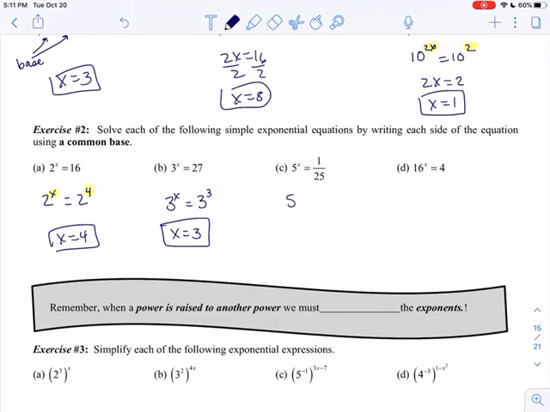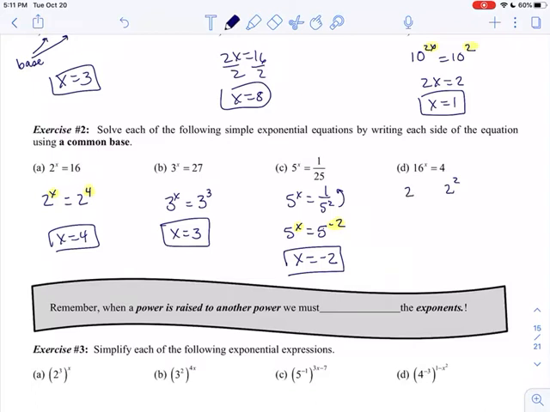Next one, I have 5 to the x equals 1 over 25. So this 25 is actually 5 squared, so 5 to the x equals 1 over 5 squared. Okay, but I need to bring that up to the numerator. So it's really 5 to the x equals 5 to the negative 2. And now that my bases are exactly the same, both in the numerator, I just take those exponents and set them equal to each other. A little bit trickier.